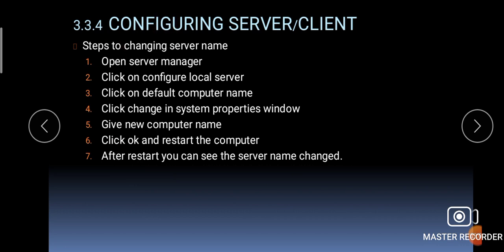Whenever we want to configure server and client, we first have to follow the steps for changing the server name. Open Server Manager, then click on Configure Local Server, then click on the default computer name, then click Change in the System Properties window, then give the new computer name, click OK and restart the computer, and after the restart you can see the server name has changed.